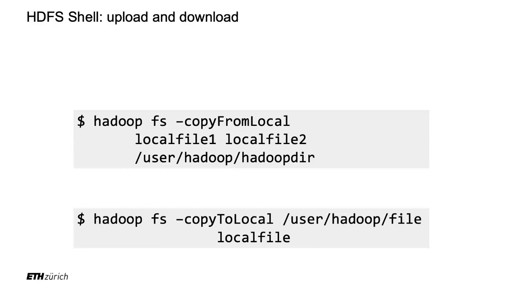But if it fits and you know you can download it, then you can use this copy from local and copy to local. So copy from local is to upload. So you upload local file 1 and 2 into user Hadoop dir, something on HDFS. And the other one is downloading, right? Hadoop FS copy to local, it's downloading that file to a local file. Again, assuming that it fits on your hard drive.